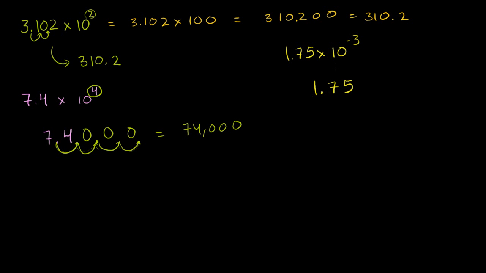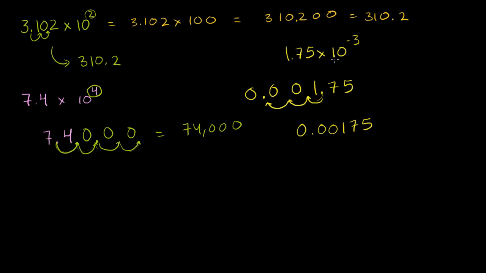So this is 1.75. If you do it times 10 to the negative 1 power, you will go 1 to the left. But if you do times 10 to the negative 2 power, you'll go 2 to the left. And you'd have to put a 0 here. And then if you do times 10 to the negative 3, you'd go 3 to the left. And you would have to add another 0. So you take this decimal and go 1, 2, 3 to the left. So our answer would be 0.00175, which is the same thing as 1.75 times 10 to the negative 3.